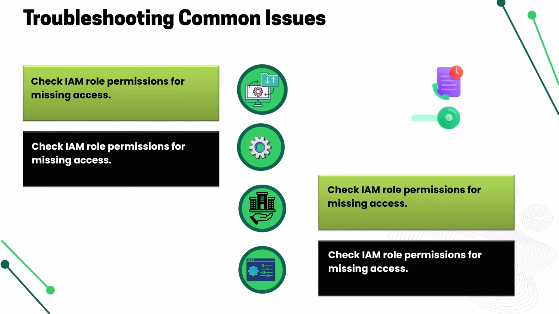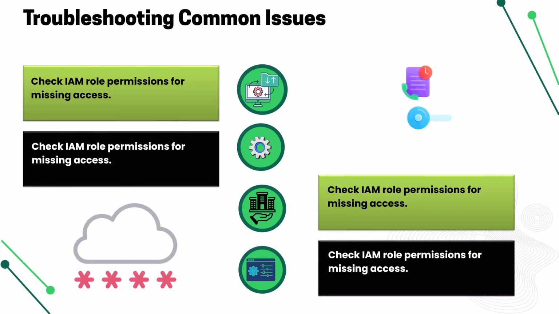Troubleshooting is where we channel our inner detective. First, we check IAM permissions. Missing access can ruin the party. Then Jenkins logs, because error messages don't lie. Environment variables need a double check to ensure proper credential setup. And of course, network connectivity, because talking to AWS is pretty crucial.